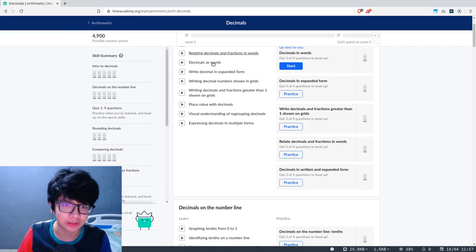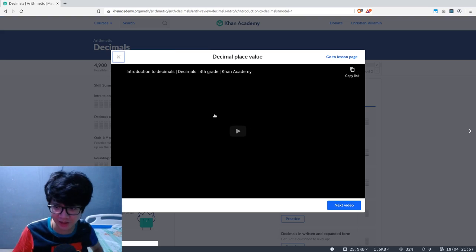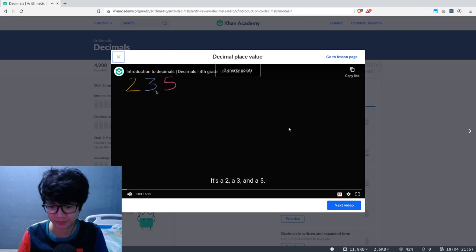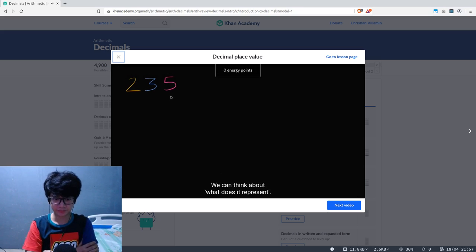Let's go into the decimals. Learn decimal place value. Let's go, Sal. So I have a number written here. It's a 2, a 3, and a 5. And we already have some experience with numbers like this. We can think about what it represents, and to think about that, we just have to look at the actual place values.